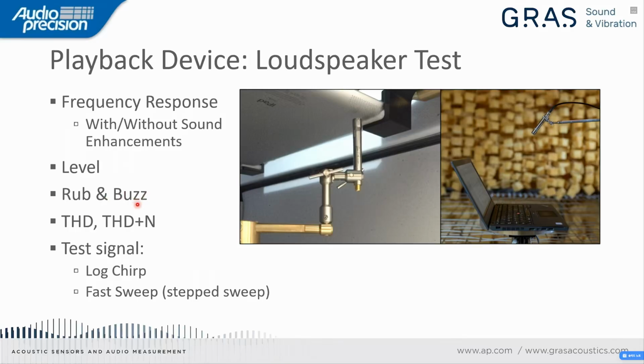We can also measure rub and buzz. In the case of the APX, we can measure rub and buzz in many different ways, and you can visit our YouTube channel or our website to check all the different ways you can measure rub and buzz. THD or THD plus noise is a very valuable parameter as well. And in the case of a test signal, we will typically use a logarithmic sine sweep. In the AP, we call it chirp, or we can use a fast sweep that is basically a step sine sweep.